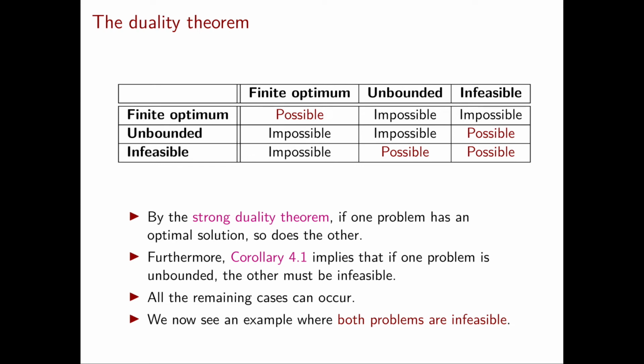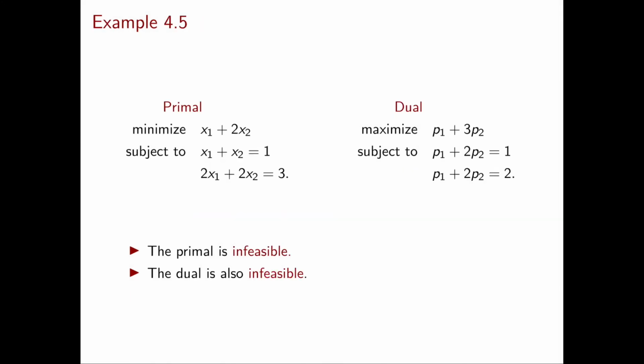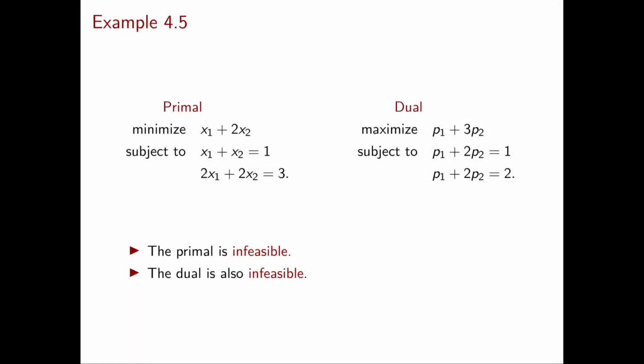So far we have seen examples of almost all of these outcomes. The only one we've never discussed is the case where both problems are infeasible. So let's see a quick example to convince ourselves that this can indeed happen. Let's say that our primal problem is the problem of minimizing x1 plus 2x2 subject to x1 plus x2 equal to 1 and 2x1 plus 2x2 equal to 3.